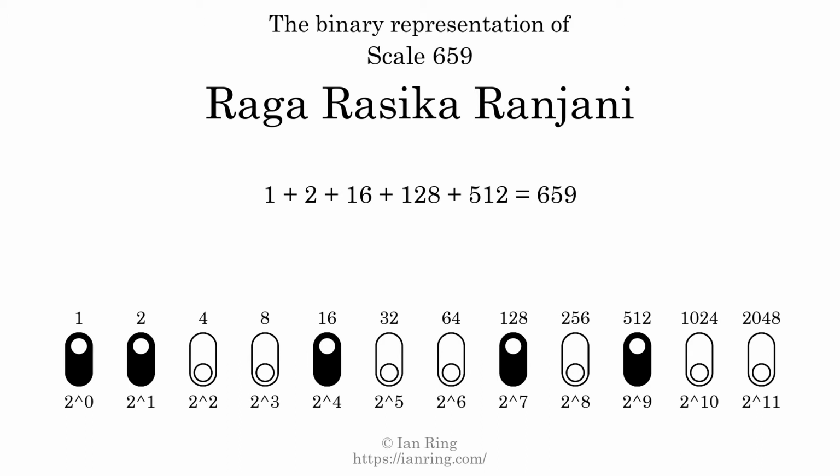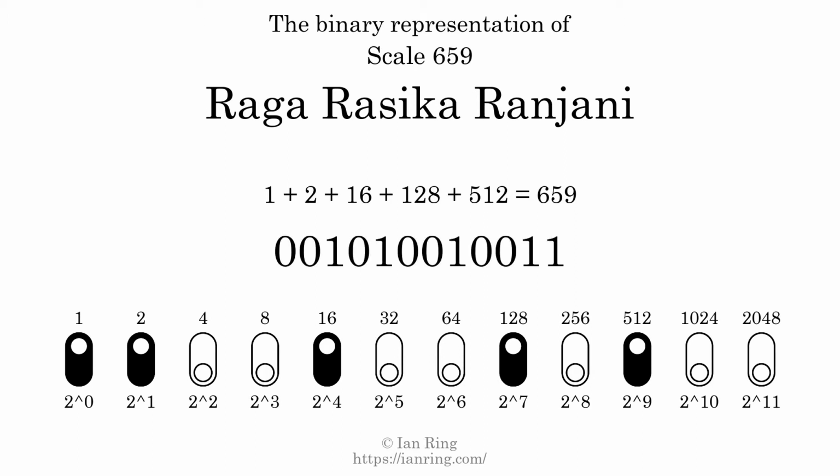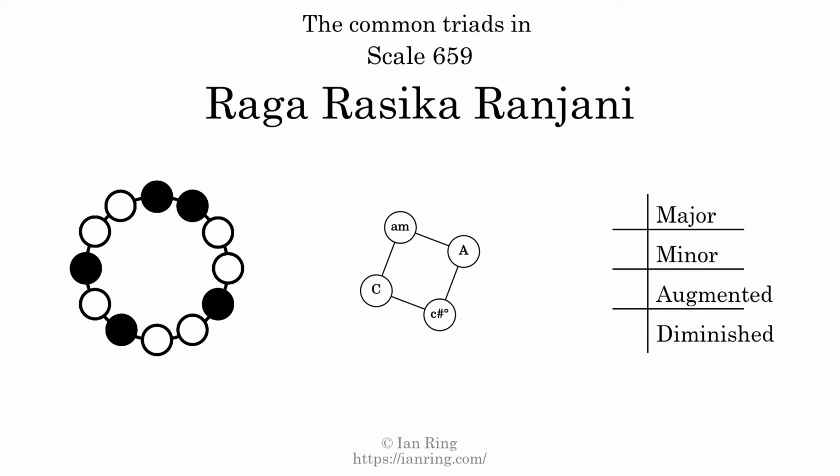The scale number not only enumerates the scale with a unique index, but it also literally describes the tonal content of the scale. Represented as a binary number in base 2, the scale number is 00101000100011. Here are the common triads present in this scale.